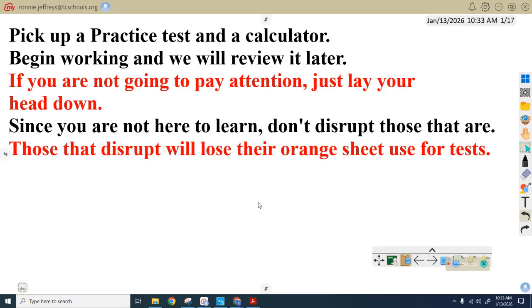Also, because we had some students that forgot how to act at school since we came back from winter break, we're just going to use this. If you're not going to learn while I'm teaching, just lay your head down. And for those that constantly disrupt, during test day, when you're allowed to use an orange sheet that's handwritten or printed of anything that you need for the test, you will lose that privilege.